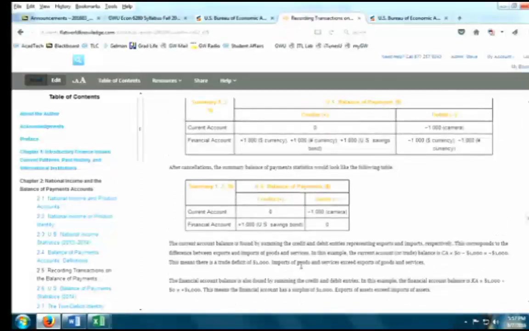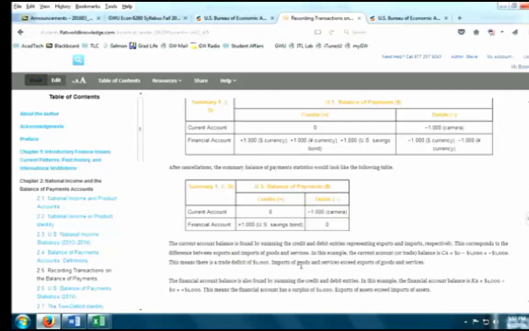All right, when we calculate the balances, though, and say, what is the balance on the current account? We would say exports minus imports is equal to minus $1,000. We now have a trade deficit. Financial account, 1,000 minus zero gives us a positive $1,000 on the financial account. We would say we have a financial account surplus. The balance on the financial plus the balance on the current in both of the scenarios equal zero, right? And that always has to be true.